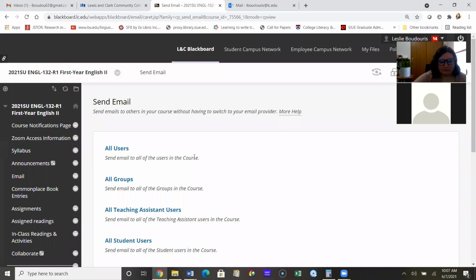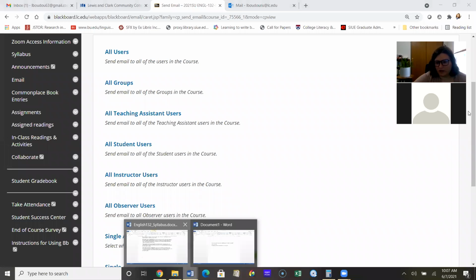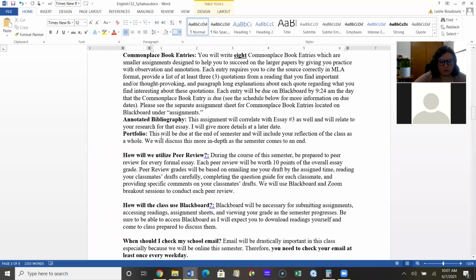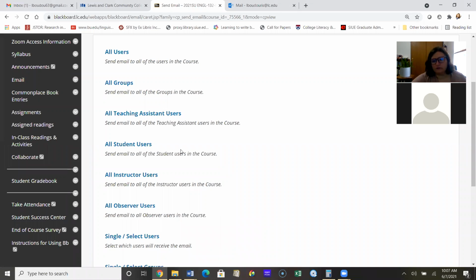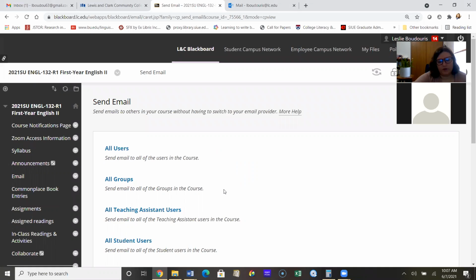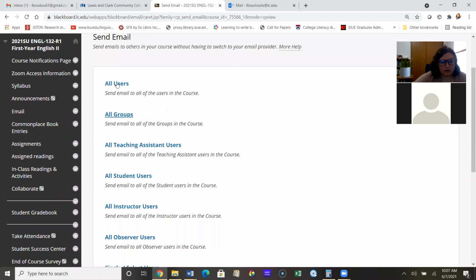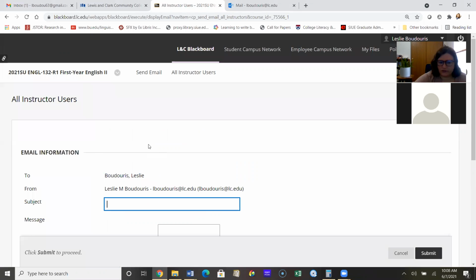My email is at the very top of the syllabus. So if you ever don't know how to reach me, my email's right up at the very top. You can copy and paste that into your Lewis and Clark email. Also, if you email me, please use your Lewis and Clark email. Don't use your Gmail or your personal email. Please use your Lewis and Clark. That's what I will be using as well. But if you need to email me, I think you can just click all instructor users and this will email me as well.